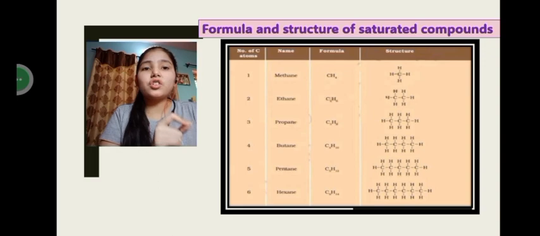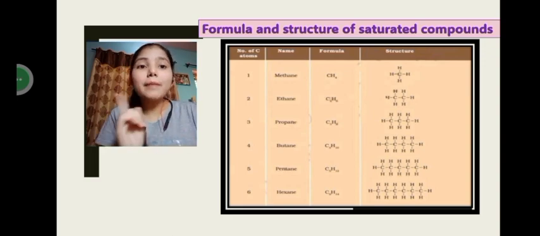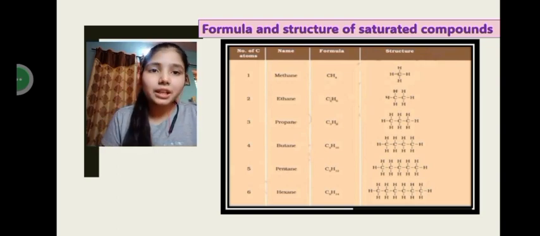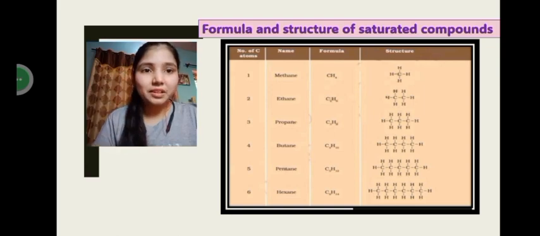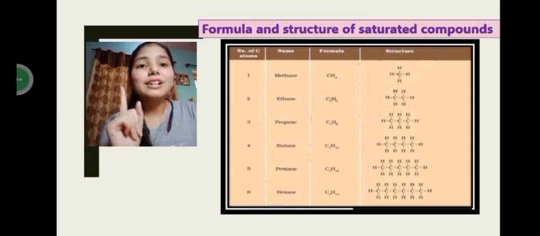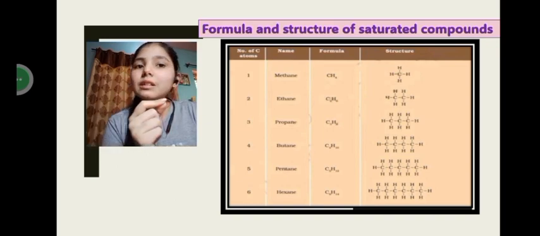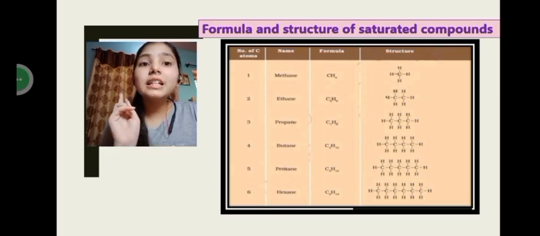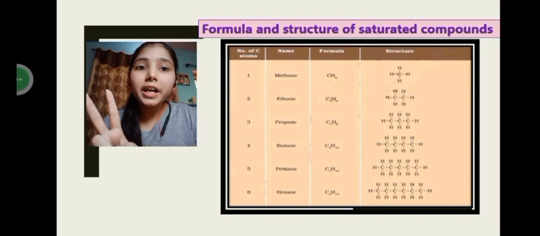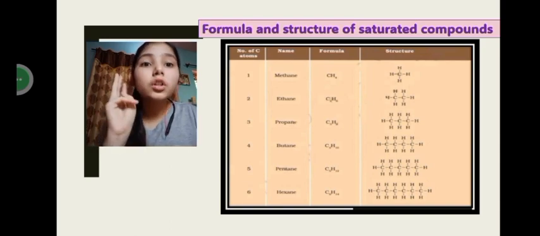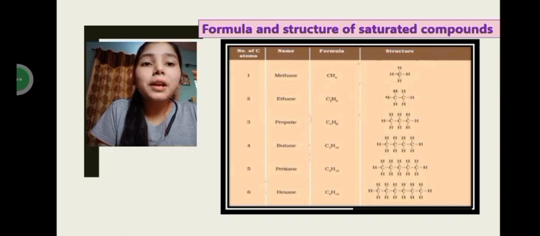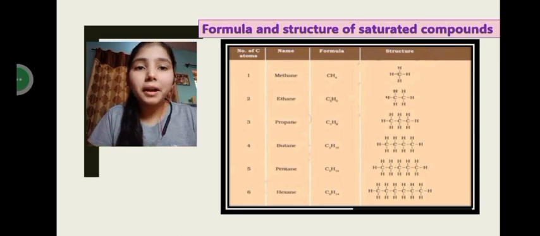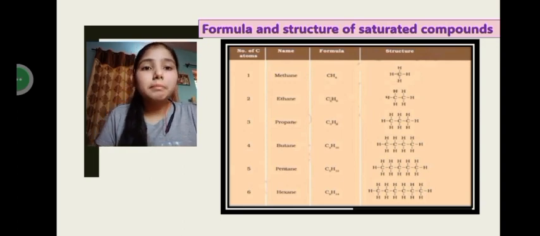Meth, M-E-T-H, methane. Meth means one, okay? Not that myth, that one is rumors, but this meth means one. What one? We are going to discuss that, don't worry. The second is ethane, which means two. Propane, prop means three. Butane, but means four.